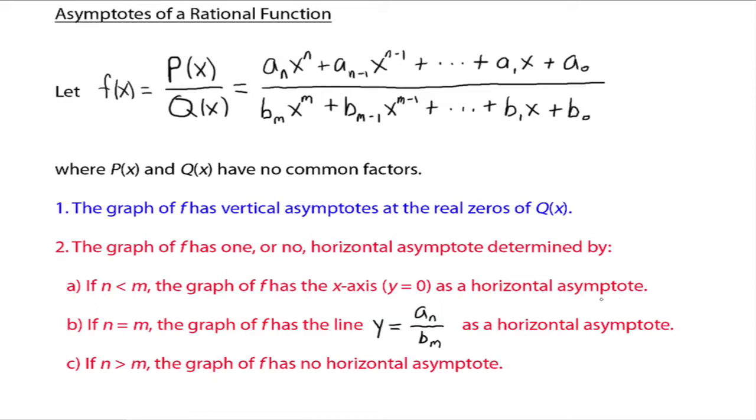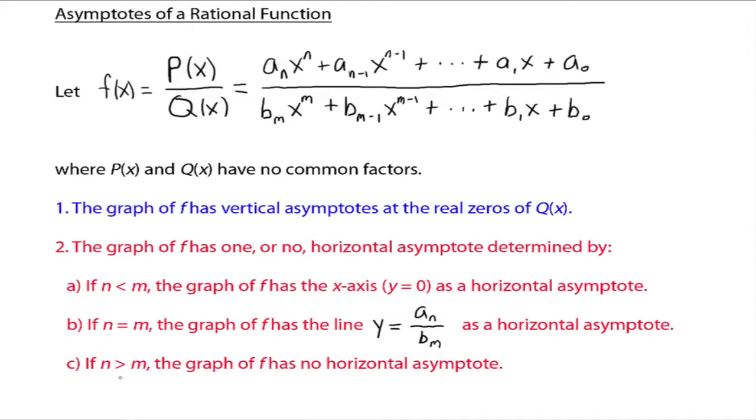And that's because, remember, to get horizontal asymptotes, we're trying to determine what happens as x gets really large. And so as x gets really large, if the degree of the numerator is less than the degree of the denominator, then your denominator is getting really large at a much faster rate than your numerator, and so the whole fraction just gets closer and closer to 0. We'll see an example like that in just a minute. If the degree of the numerator and the degree of the denominator are equal, then the graph of f has the line y equals a sub n divided by b sub n. Or in English, that would be the leading coefficient in the numerator divided by the leading coefficient in the denominator. Again, we'll see an example about that in a minute as well.